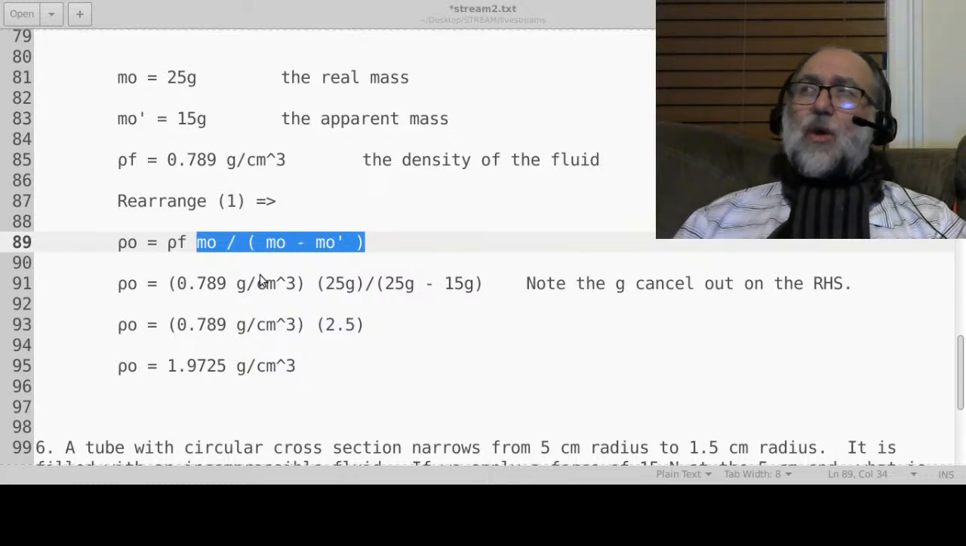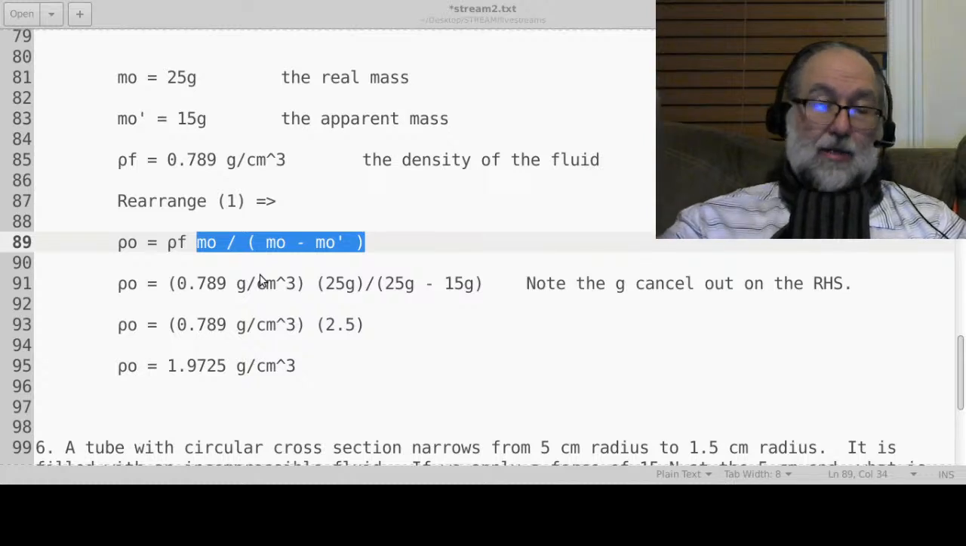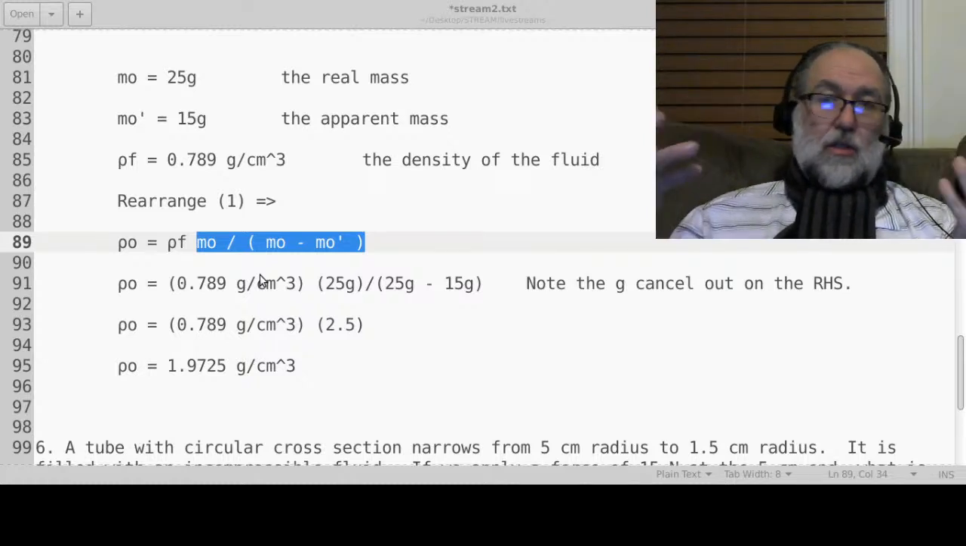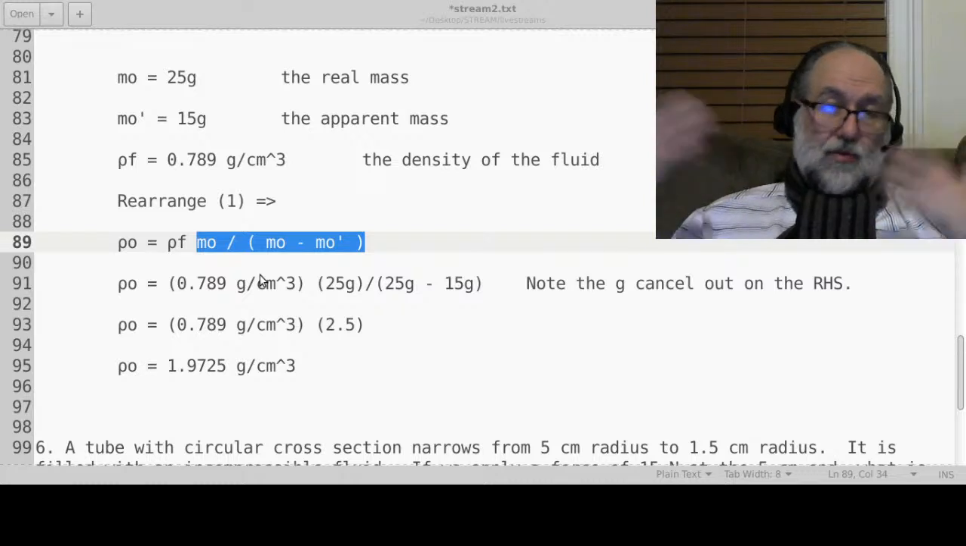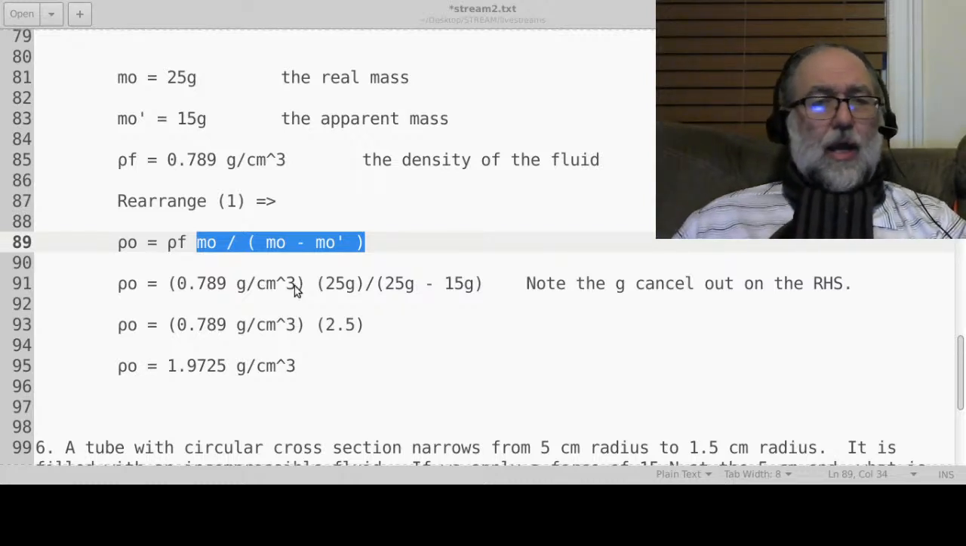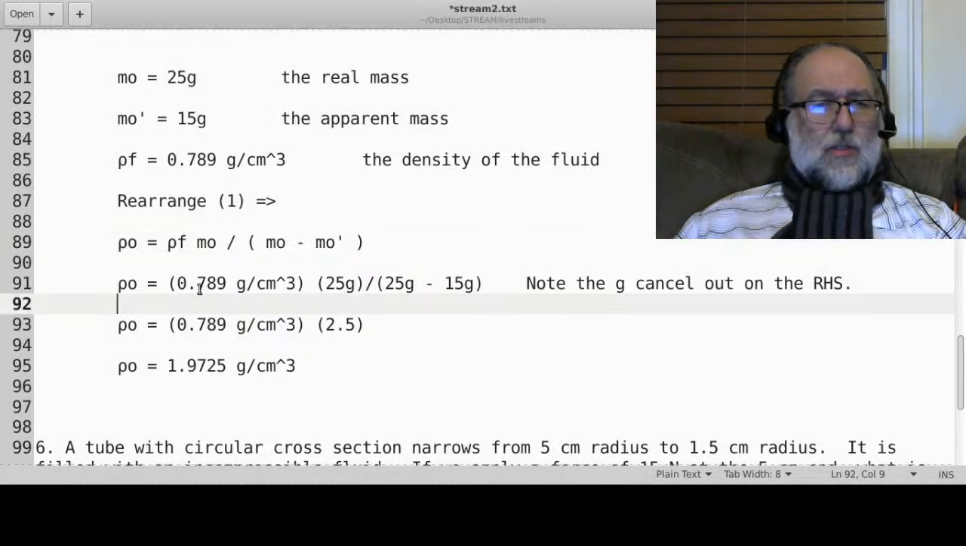We saw that last semester with conservation of momentum. In conservation of momentum problems, you had mass on one side and mass on the other side, and as long as you were using the same units of mass on both sides, they would just cancel out. It's the same kind of thing here. Okay, let's continue.